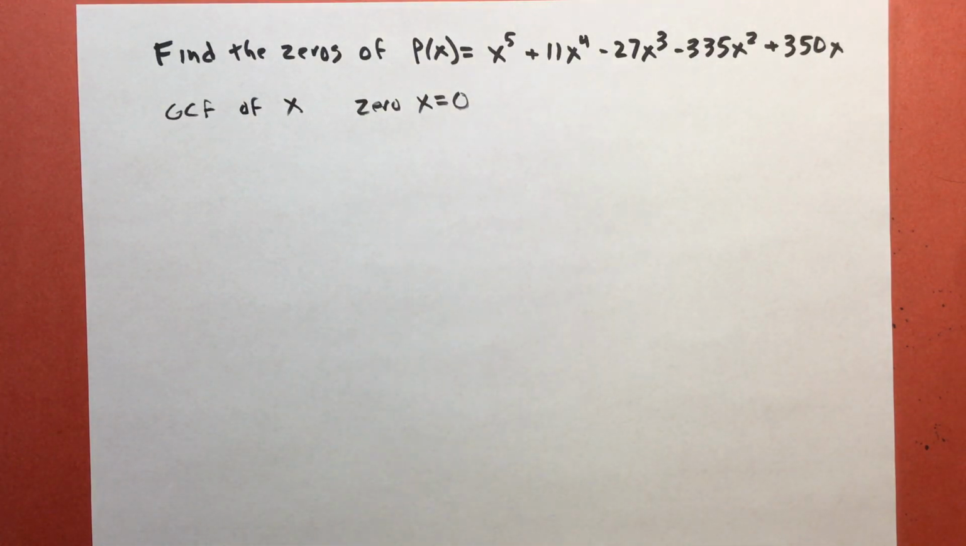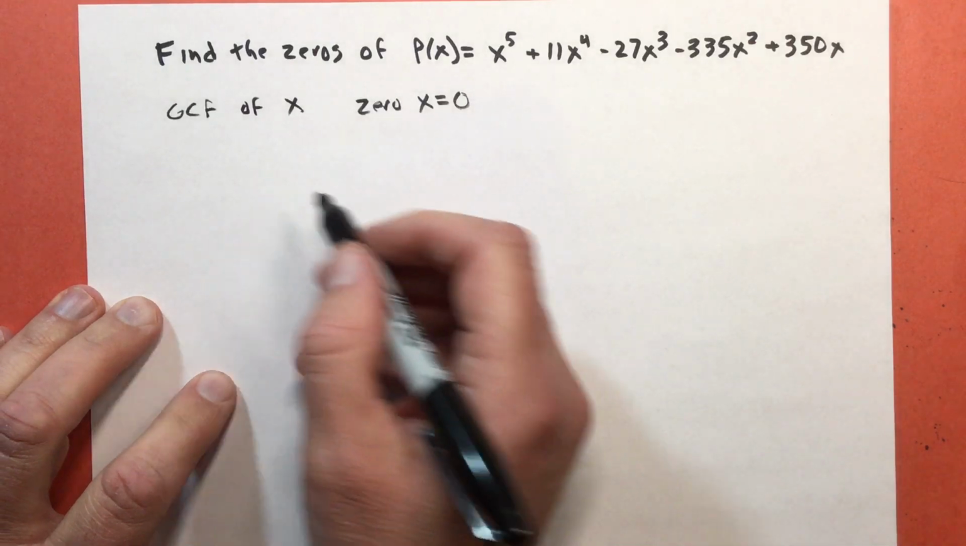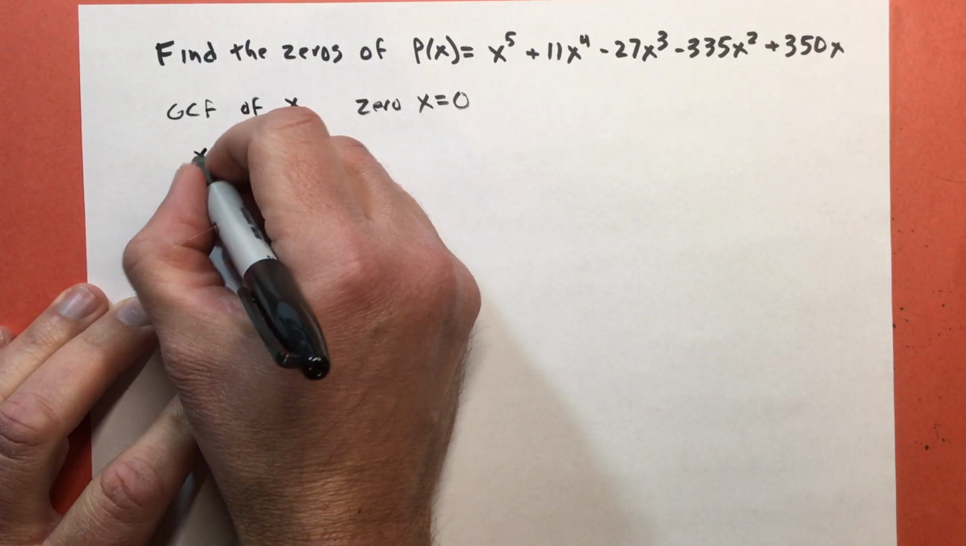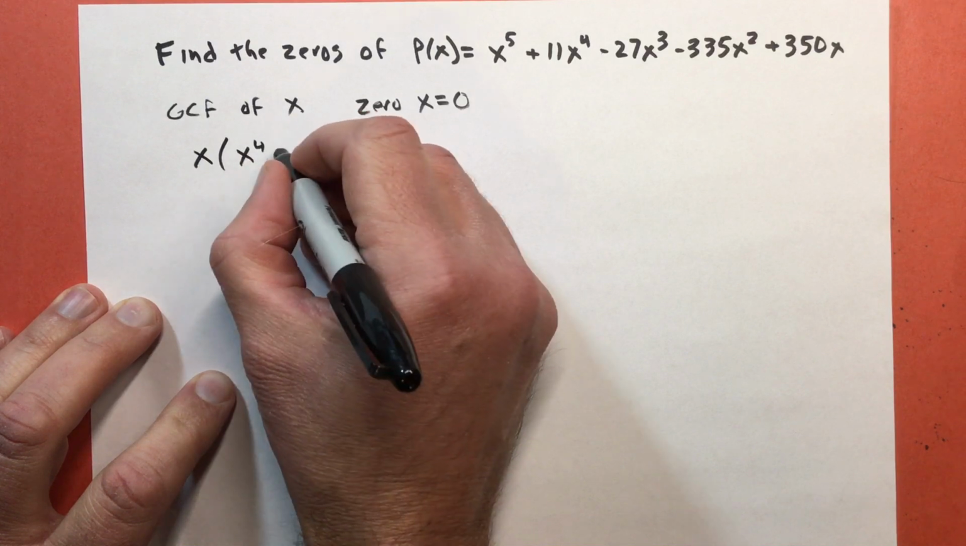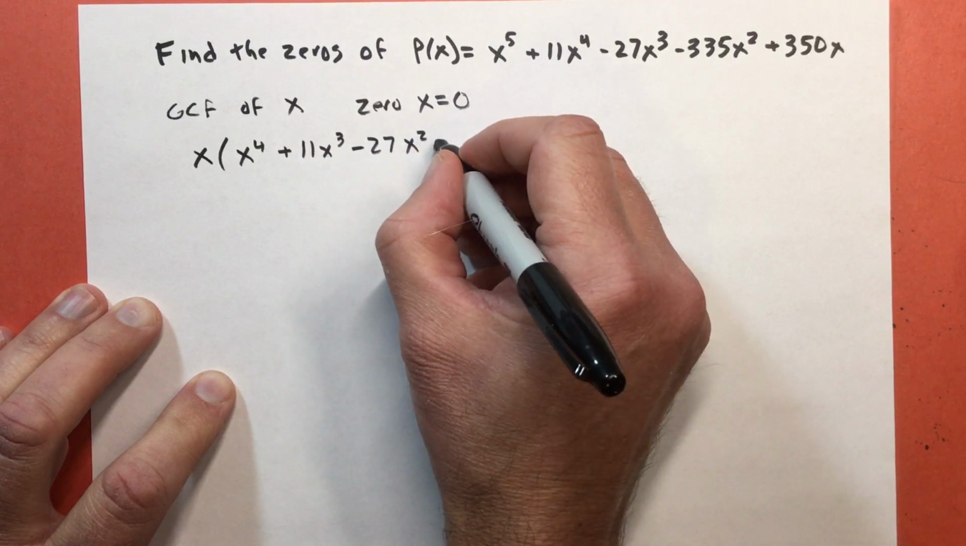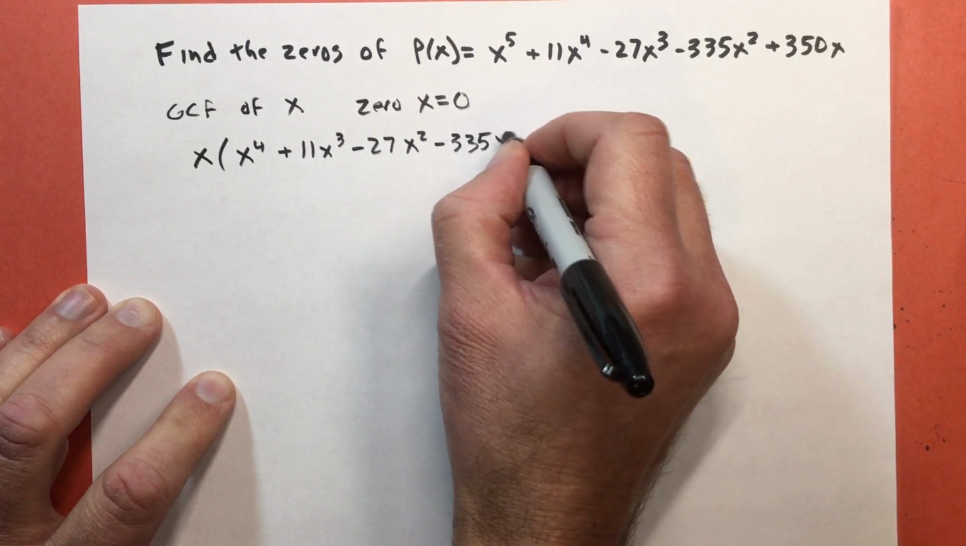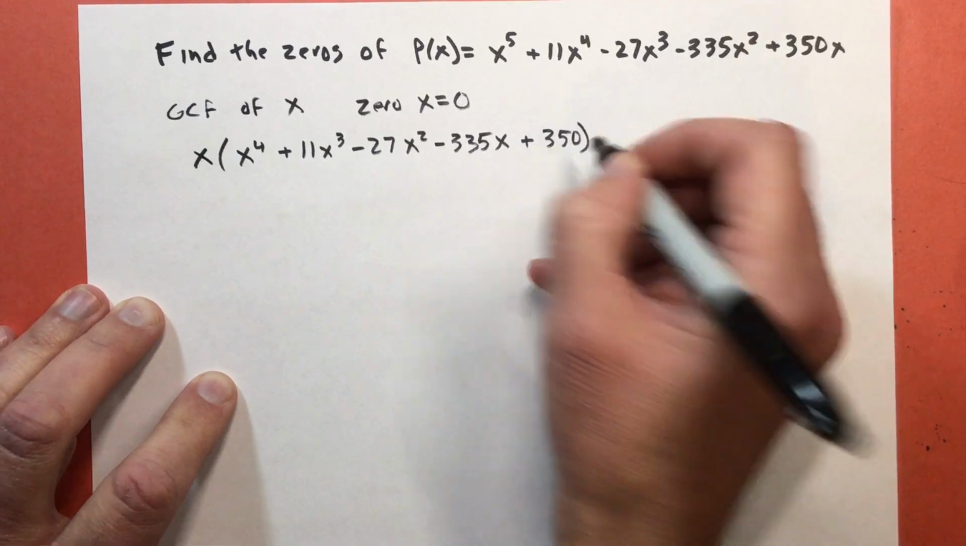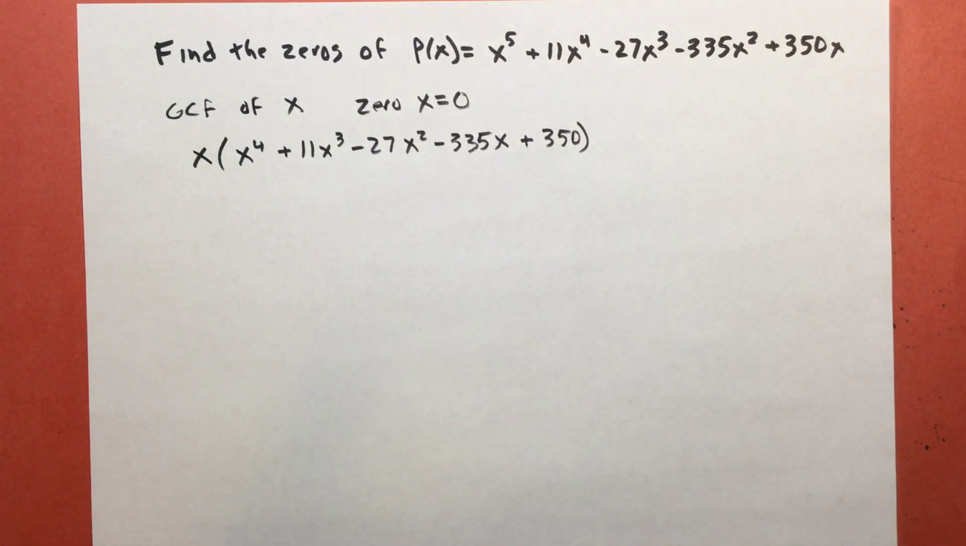So already I've been able to make this go from a quintic, power of 5, to a quartic. I've already knocked it down a whole degree. So in factored form, I have x times x to the fourth plus 11x to the third, subtract 27x squared, subtract 335x plus 350. Okay, now this is where I would pull out Desmos and see if this is going to cross the x-axis anywhere. But I'm going to hold off on that for a moment because remember, we're trying to teach you different skills. We're going to see if you can pick up this skill.